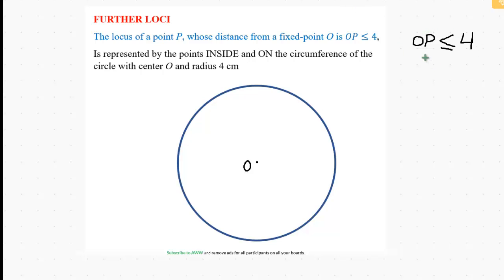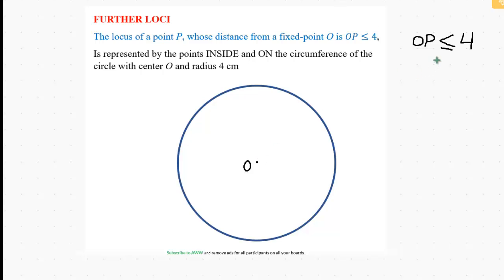It means that if the distance of P from O is 4, then P will be on the circumference. But if the distance of P from O is less than 4, then P will be inside the circle. So in this case, the locus is not only the curve, but it is the region, the region inside the circle as well.